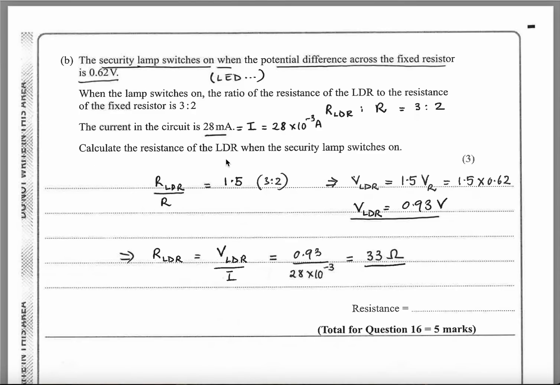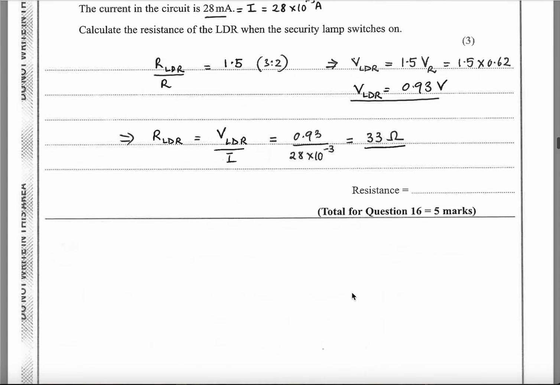They then want you to calculate the resistance of the LDR. Well, we know that the LDR's resistance is 1.5 times the resistance of the fixed resistor, and we know that the fixed resistor will have 0.62 volts when it switches on, so the LDR must have 1.5 times 0.62 volts. Okay, so it gives you 0.93 volts for the voltage across the LDR. And since we know the current, we can work out the resistance of the LDR. It's just a mathematical thing, and you'll get 33 ohms if you do it correctly as I've shown you.